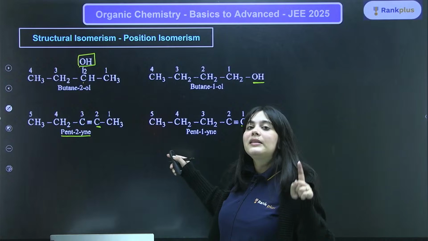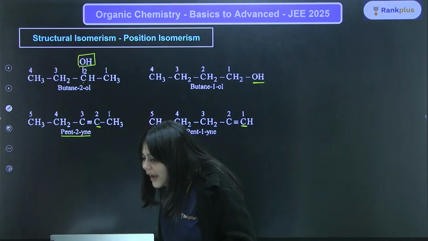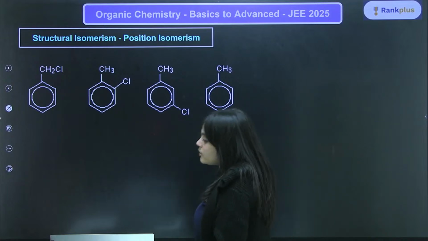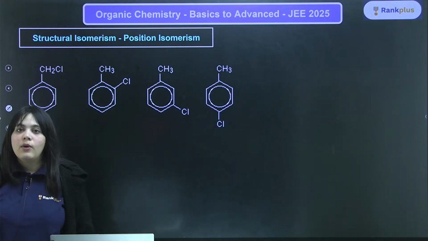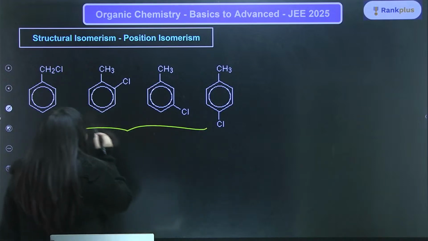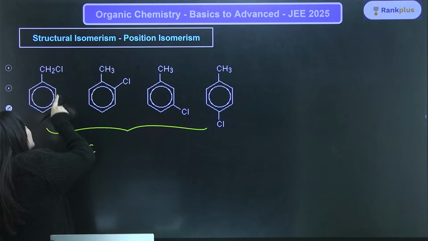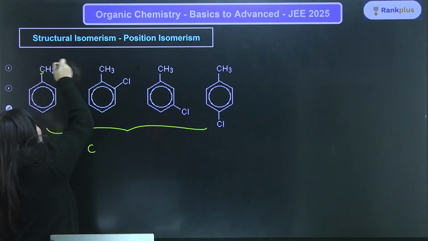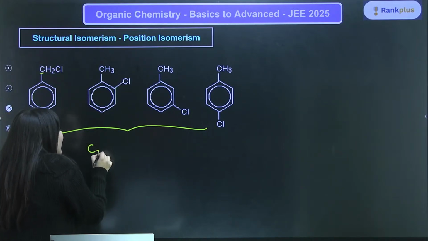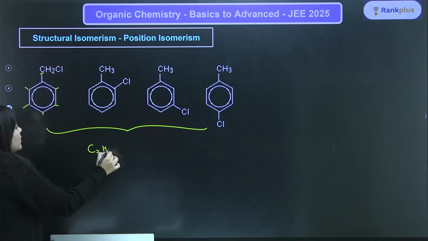Are these examples clear for position isomers? Shall we move on to the next ones? Clear? Perfect. Next is bacha. Look at these molecules. What kind of molecular formula do they all have? Each of them has 6 carbons in the ring as well as 1 carbon over here, so each of them has 7 carbons, followed by 7 hydrogens, and 1 chlorine.